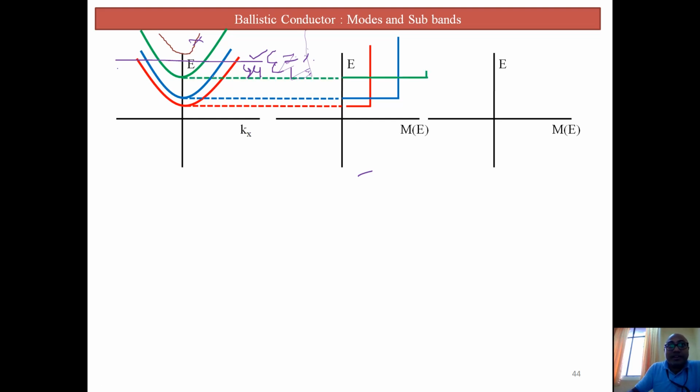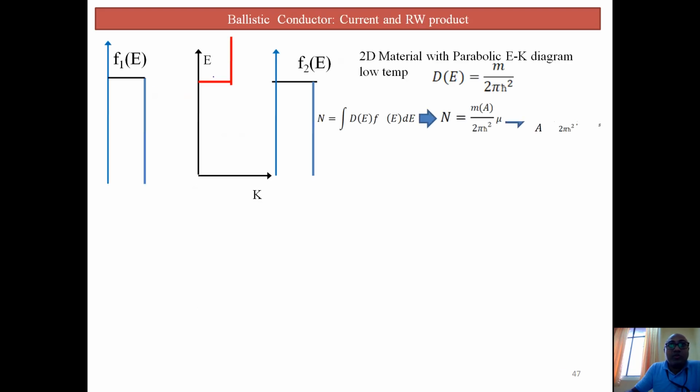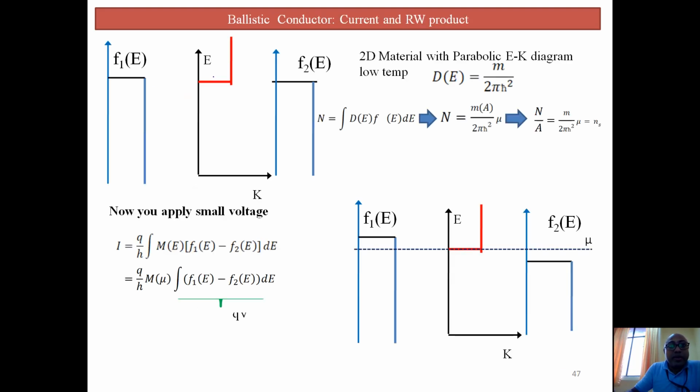So that we have studied, no? So that's not a great deal. Similarly, you know how to calculate the number of modes here. Since it is a number, we can easily take it out of the integration, correct? And this F1 minus F2 is the QV. You know already this part, because this is the amount of voltage you have applied. So this is actually I is equal to Q.